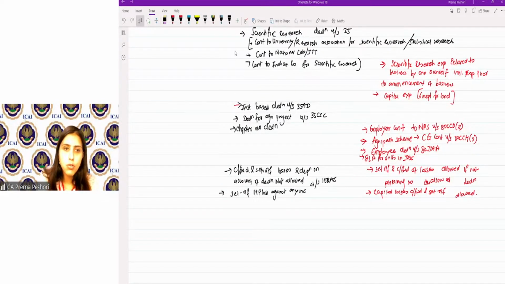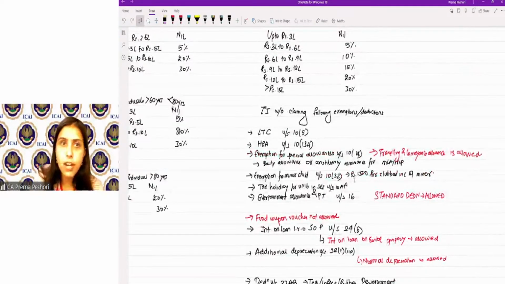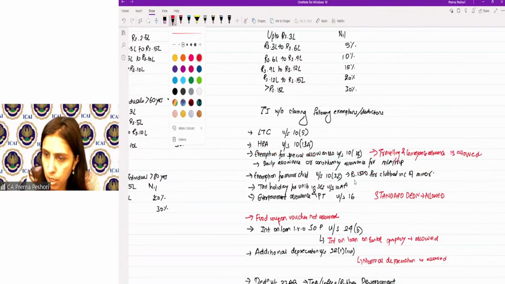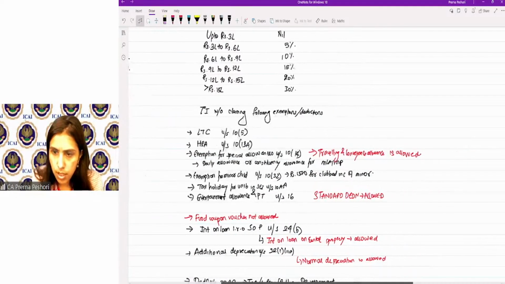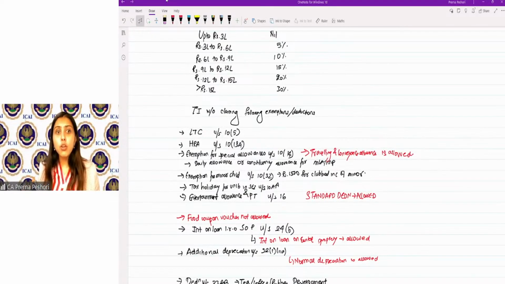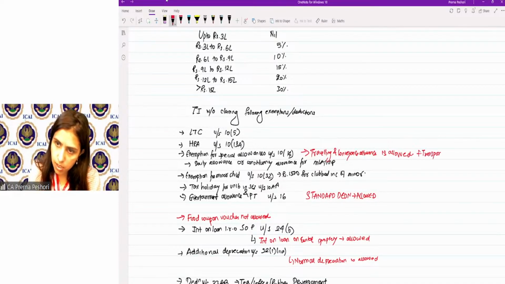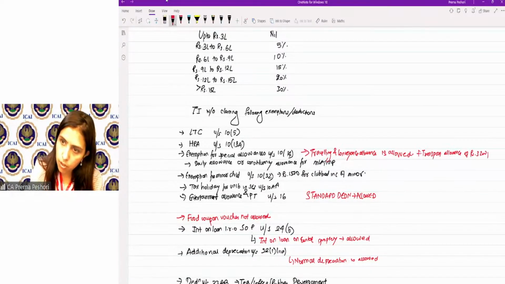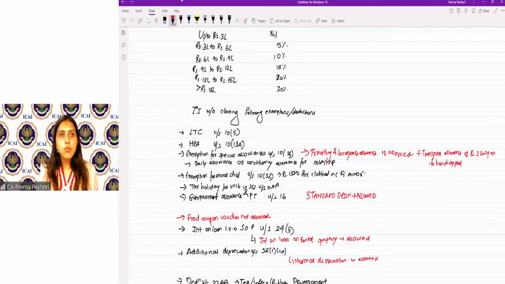Yes. One more allowance is also allowed, which I forgot to write over here: travelling and conveyance allowance. And then there was one more allowance, which was the transport allowance granted to the employee who is handicapped. Transport allowance of rupees 3,200 per month to a handicapped employee. So that is also allowed.